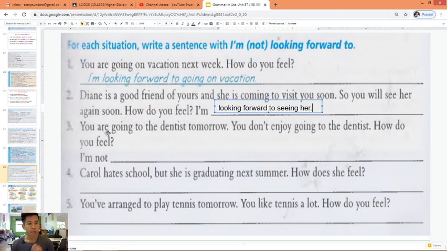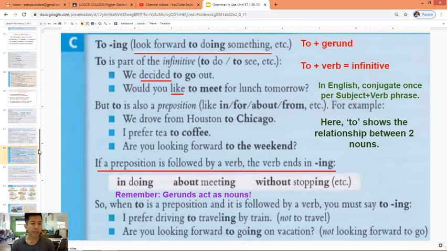For homework, I'm going to have you finish number 3, 4, and 5. Okay? The biggest things to remember about today's lesson is that "to" can act as part of the infinitive or act as a preposition.